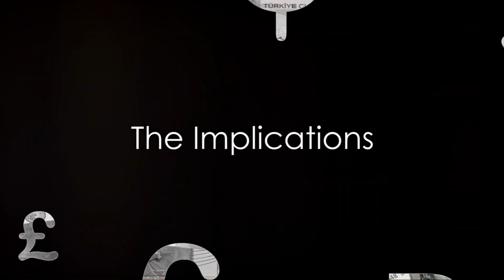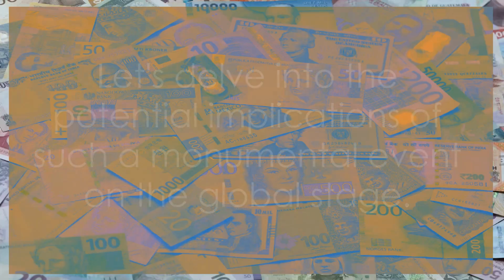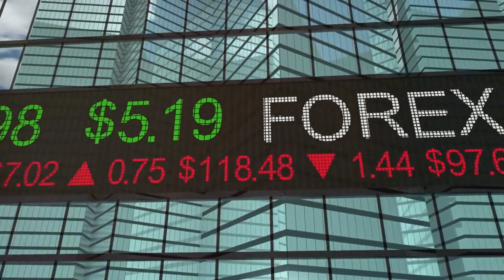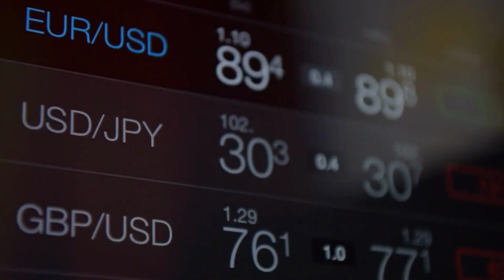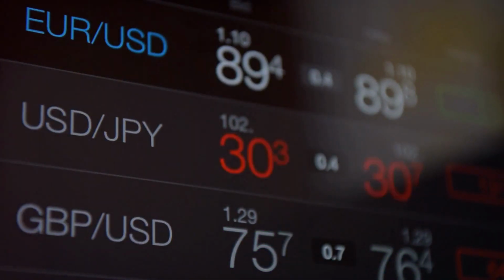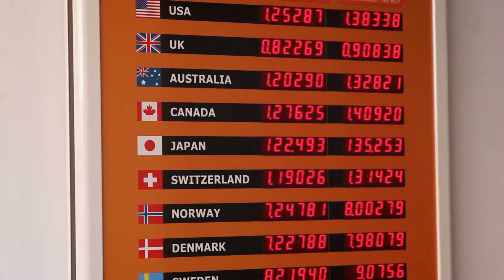A global reset of all currencies would have far-reaching effects. Let's delve into the potential implications of such a monumental event on the global stage. We're talking about a shift that would undeniably send ripples through every corner of the world economy. Firstly, let's consider international trade. Currently, countries trade goods and services using different currencies, with the exchange rates fluctuating based on a multitude of factors. Now imagine a scenario where all currencies are reset. The balance of trade would be significantly disrupted. Countries that once enjoyed certain advantages due to their strong currency might find themselves on an even playing field with others. This could lead to increased competition, but also to potential trade conflicts and disputes.